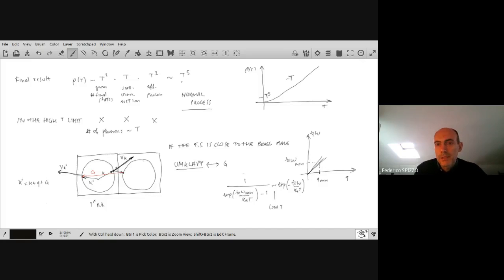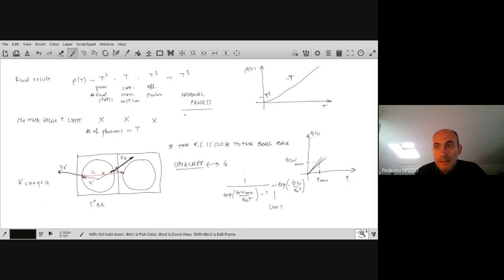So this is a representation of a possible normal process. So all the details were evaluated supposing that G is equal to 0. This is the representation of a possible Umklapp process. That means a process where we need to consider the contribution of G, of the reciprocal lattice vector.